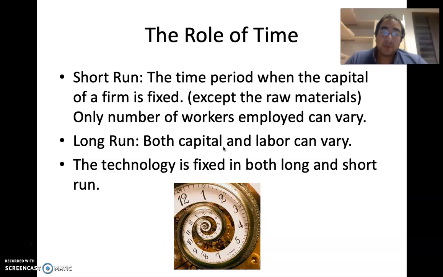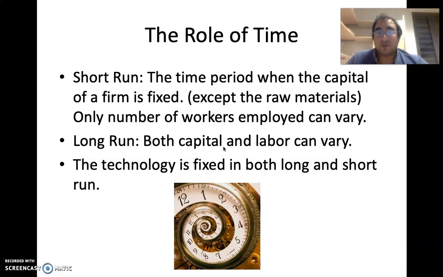In the long run, capital and labor both can vary. So you can get a bigger building or a better building. You can get better machines or more machines, or both. Technology is fixed in both the short and long run. So even in the long run, you cannot get better technology. You don't have improvements created by technological development. So this is how we define short run and long run.